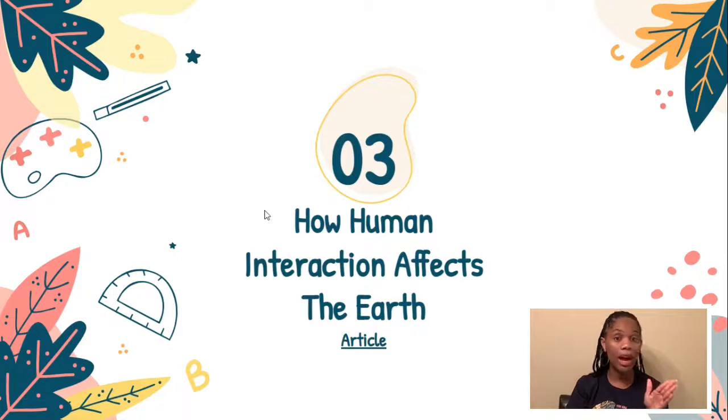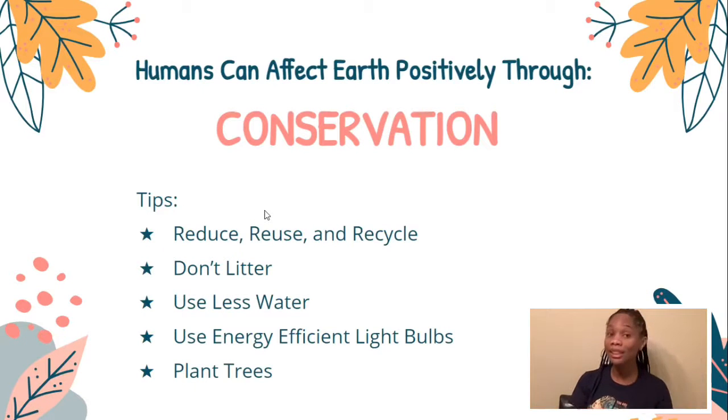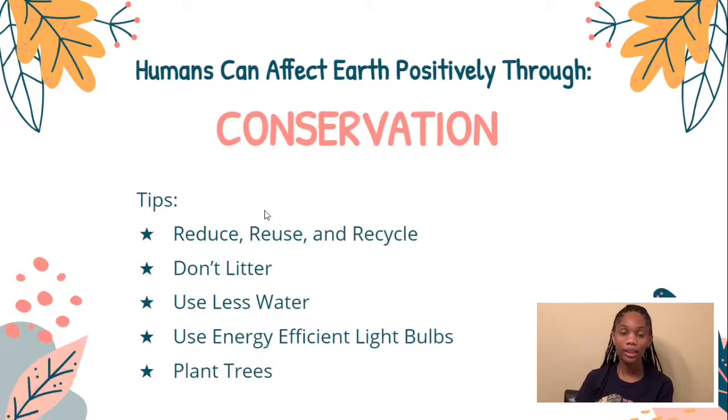All right, so now we just talked about how humans can negatively affect the earth. Let's talk about things we can do to have a positive impact, okay? So humans can affect earth positively through conservation. Now, conservation is the protection of things found in nature. So people who care about the earth are going to preserve natural resources so that they'll still be around in the future. Things that we can do to help affect the earth positively: reduce, reuse, and recycle.